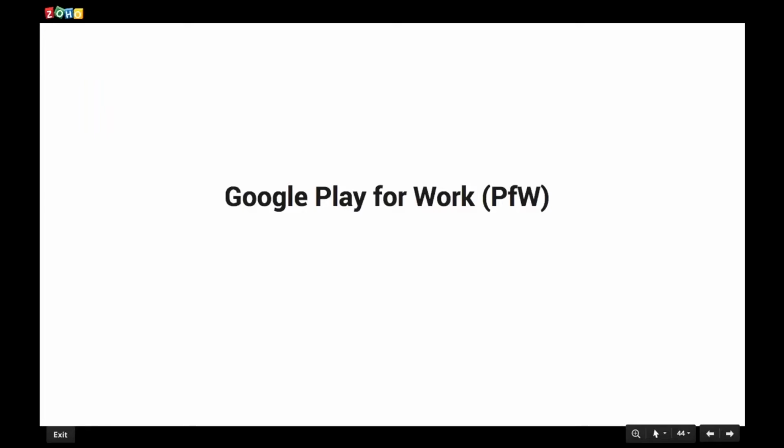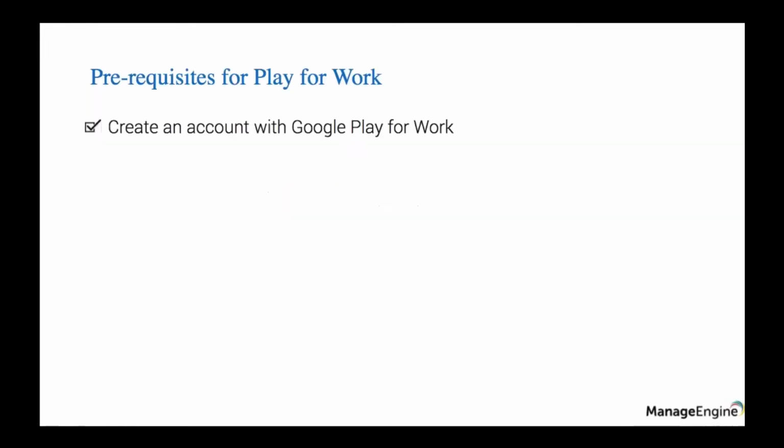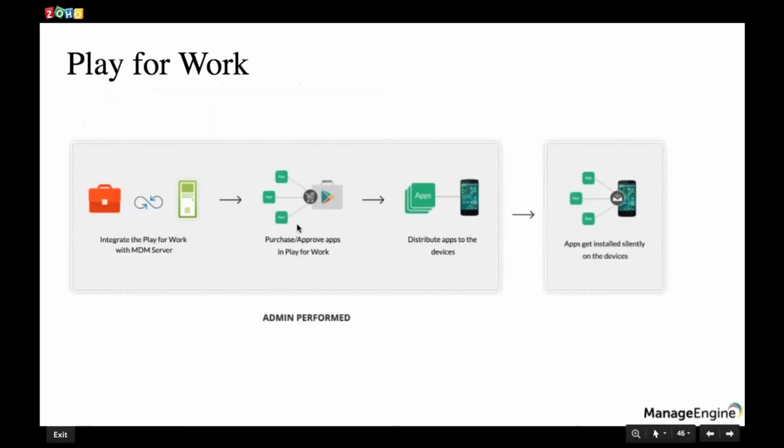Google Play for Work is very similar to VPP, and we have the same prerequisite here also. Here also we have to create an account for Google Play for Work. So how does Play for Work work? We need to integrate our Play for Work portal with our MDM server. The next step would be to purchase and approve apps on this portal again. And once that is done, they get added to our app repository automatically.